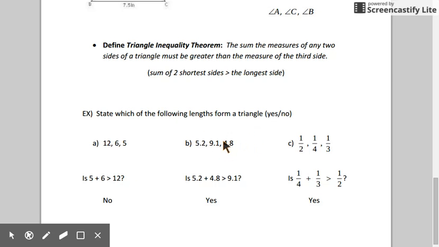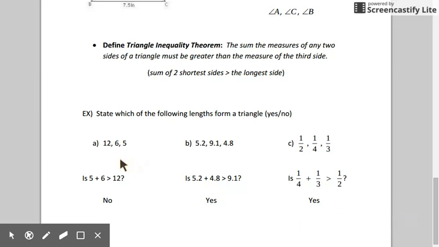So we're just using different number types here. In this case, do the two smaller side lengths add up to be bigger than that third one? So 5.2 and 4.8 are the two smaller ones. Do they add up to be bigger than 9.1? Well, yeah, 5.2 and 4.8 give us 10, which is bigger than 9.1, so that forms a triangle.